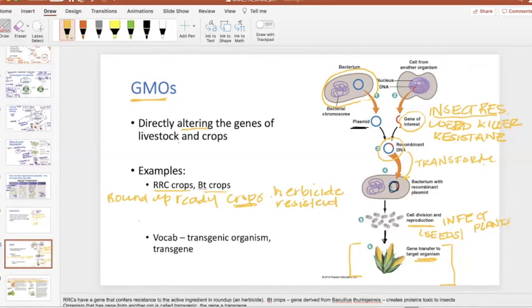Another example of a gene that we use is called the BT gene. That stands for Bacillus thuringiensis.